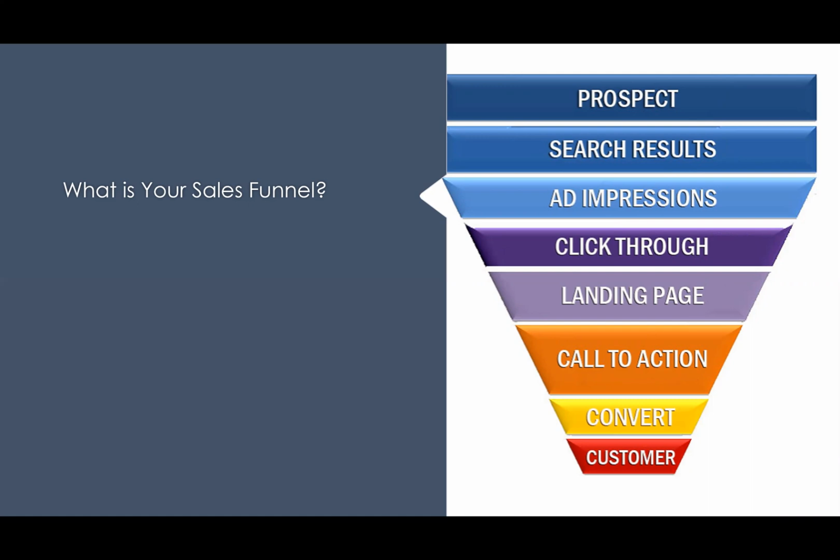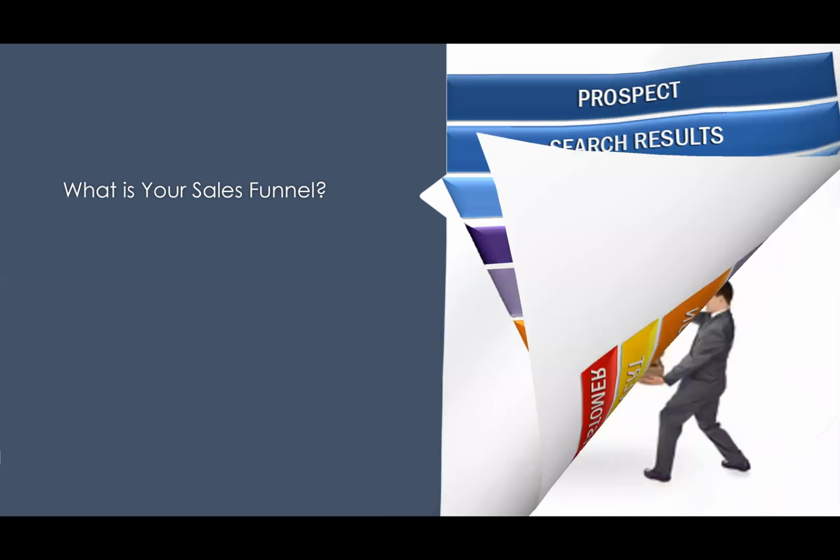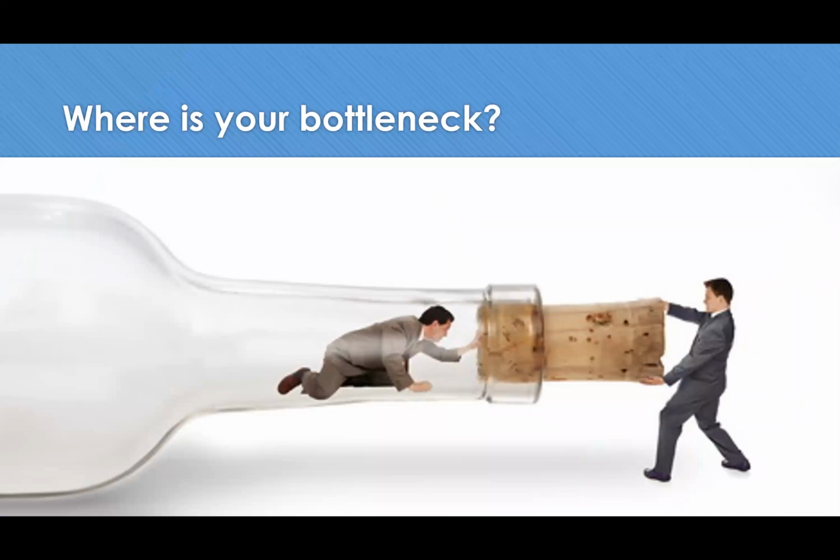So now that you understand that it starts like a lot of numbers at the top, and then it starts going smaller and smaller, the next question is, now that you know your sales funnel, what is your bottleneck? And so a bottleneck really is where and when are they not going from one stage to the next stage? So that is where your bottleneck is going to be.